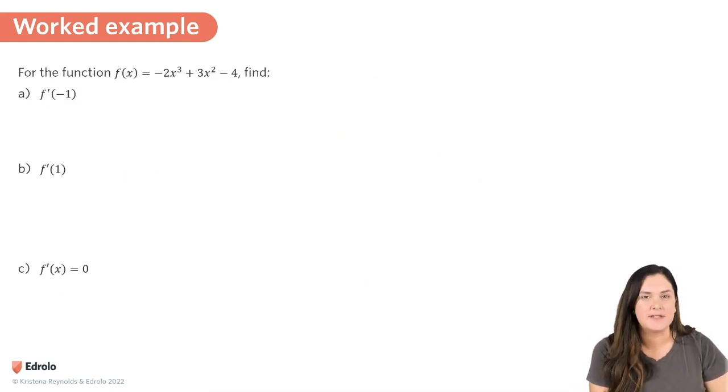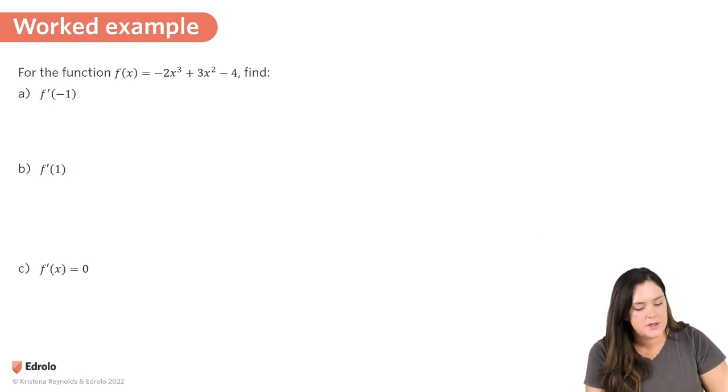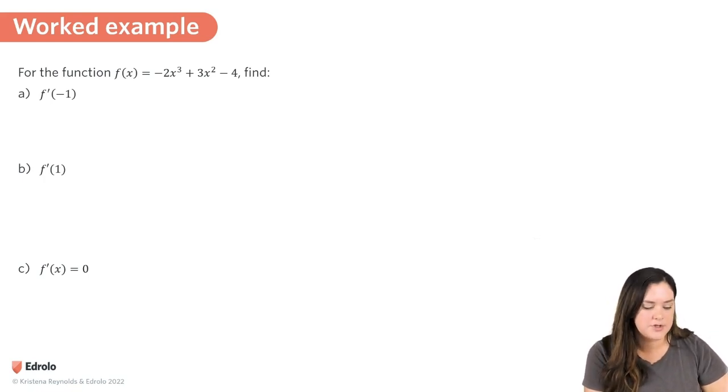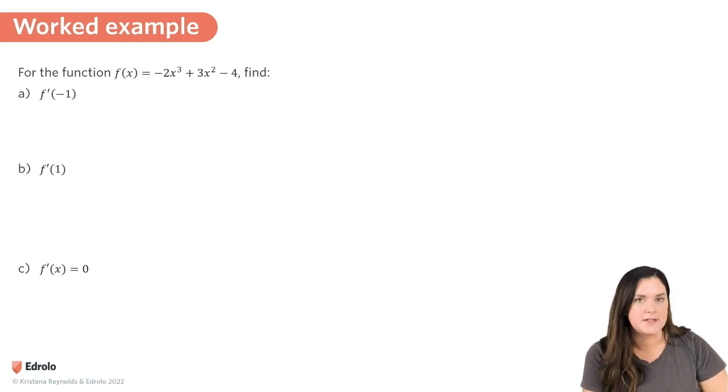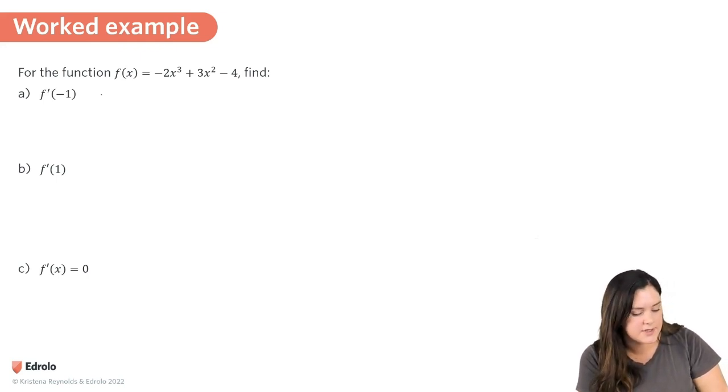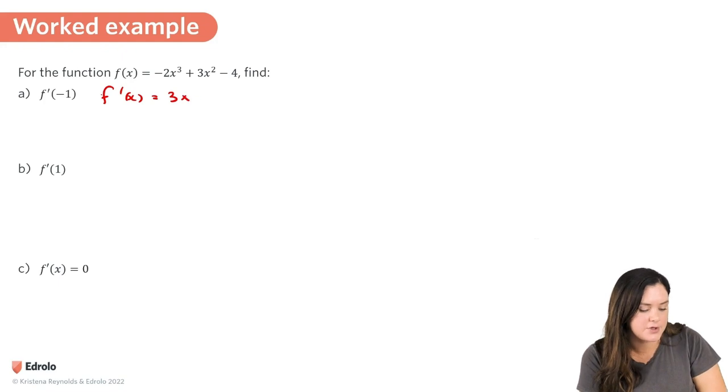So for the last worked example, we looked at just finding the derivative, but now we're actually going to find what the derivative is at a certain point. So for this polynomial here, we've got f of x is negative 2x cubed plus 3x squared, take away 4. The first thing we're going to do is differentiate. So we just want to find f dash x. So again, we bring that power to the front there. So we've got 3 times negative 2x, and then take away 1 from that power. So 3 take 1 is 2.